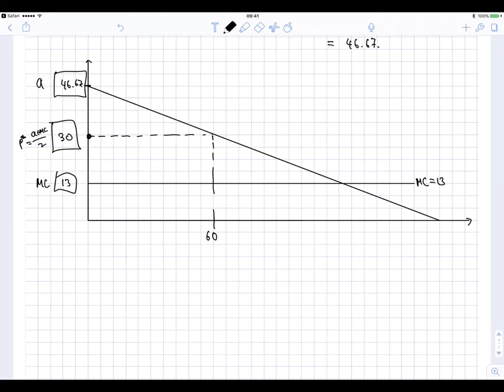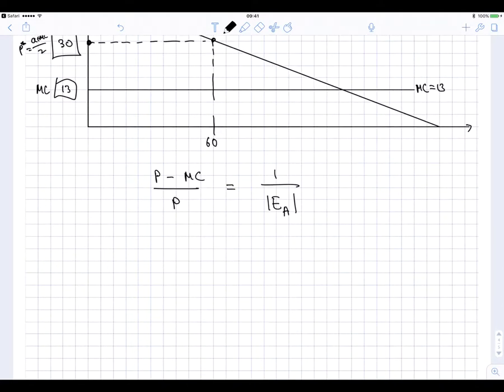And you said, but Ravi, this is not how we did it in the lecture. We did it with the inverse elasticity pricing rule. And you say, okay, let's do the inverse elasticity pricing rule. P minus MC over P must equal 1 over the absolute value of E at this particular point A, because remember, elasticity is a local property. Well, let's think about it. What is then E_A? Well, E_A we said is partial of Q with respect to P times P over Q. And if I'm doing it at A, this derivative must be evaluated at A.